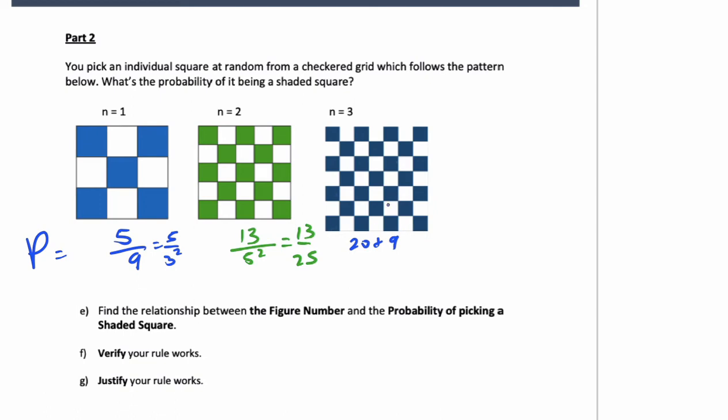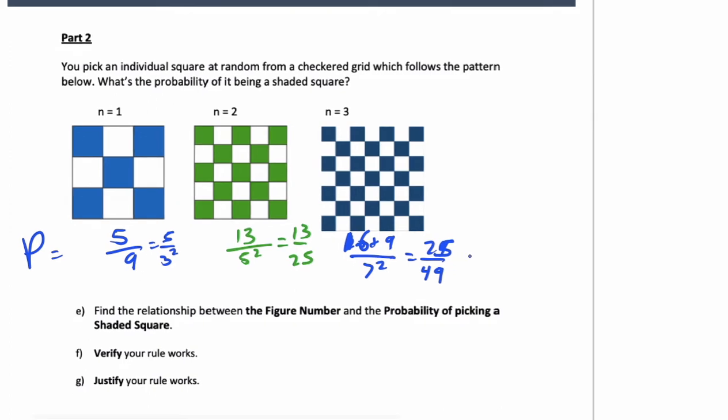4 rows of 5 is 20. Okay. So the total is going to be 7 squared. So it's 29 over 49. Wait, that seems a bit wrong. 4 rows of 4. Oh my goodness, 4 rows of 4. That should be 16. Plus 29 is 25. Okay. So we have those probabilities.